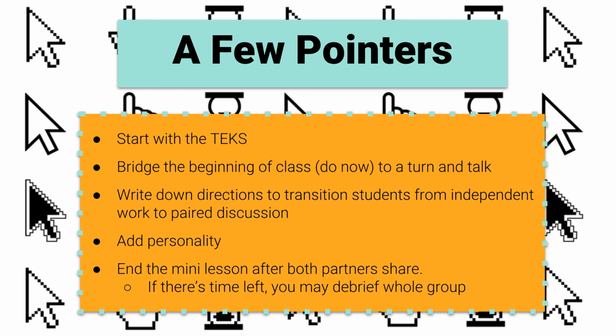Finally, end the lesson after both partners share and conclude the task with an out cue, such as 3, 2, 1, eyes on me, or something to that effect. If there's time left in the mini lesson, you can choose to debrief whole group so there's an opportunity to share what was discussed in the turn and talk, but this is optional.